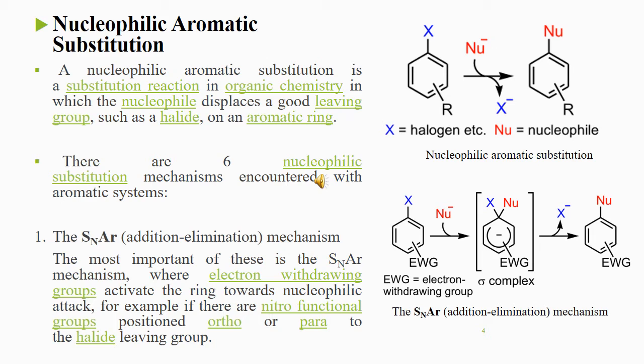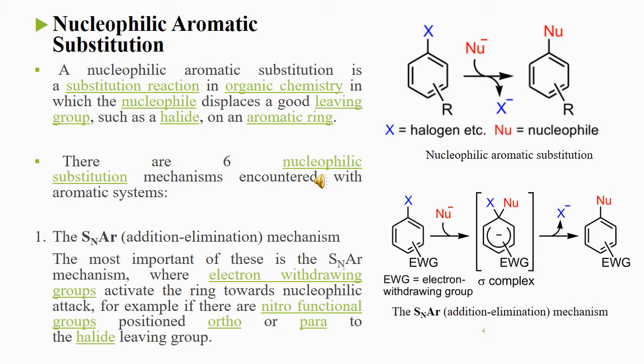There are 6 nucleophilic substitution mechanisms encountered with aromatic systems. Number 1 is SNAr, that is called addition-elimination mechanism. The most important of these is the SNAr mechanism, where the electron withdrawing groups activate the ring towards nucleophilic attack. For example, if there is a nitro functional group positioned ortho or para to the halide leaving group.